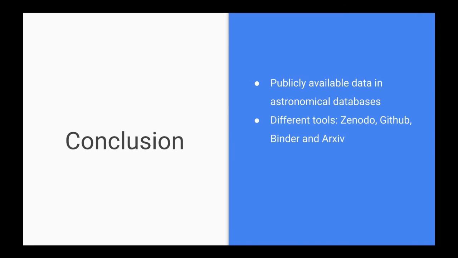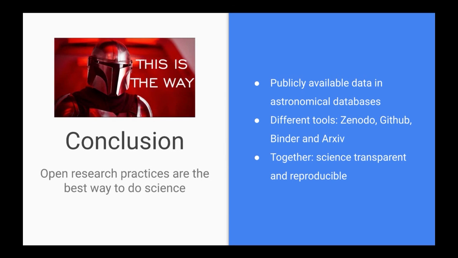So I just want to finish with the conclusion that we have made use of publicly available data from astronomical databases, and we have used different tools from Zenodo, GitHub, Binder, and arXiv, and all of those together help us to make science transparent and reproducible. Or in other words, I would like to say that open research practices are the best way to do science.